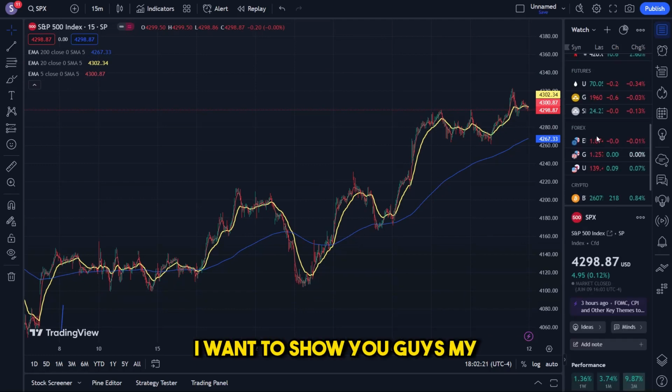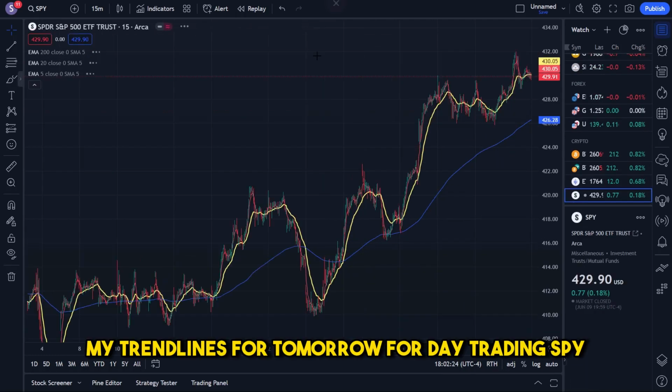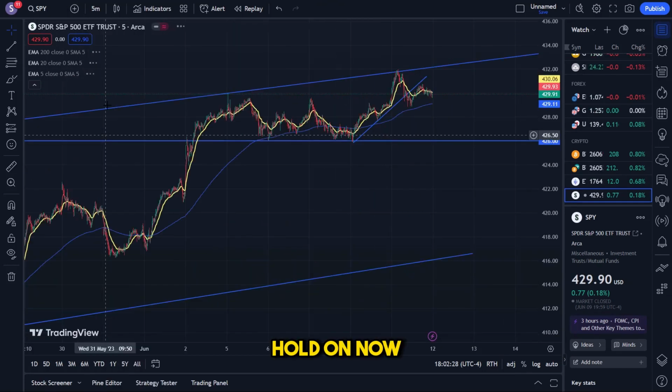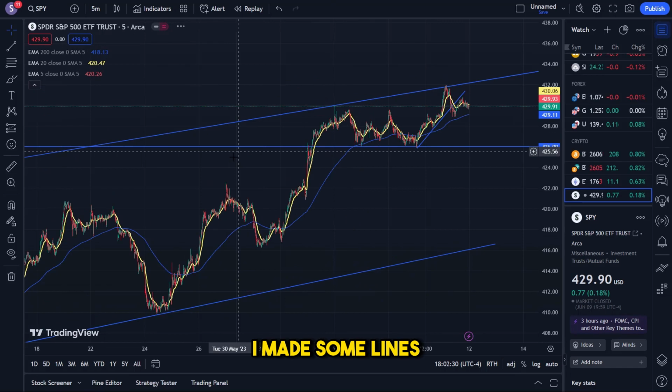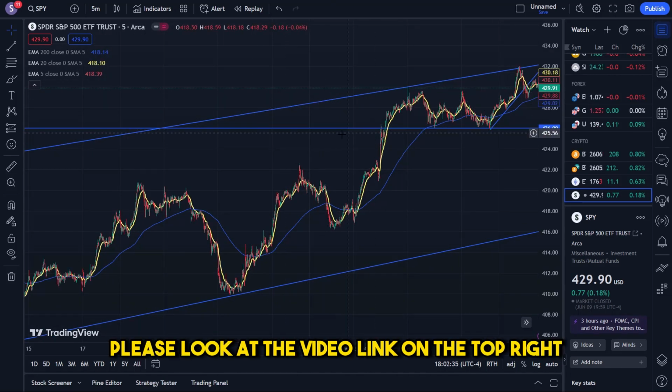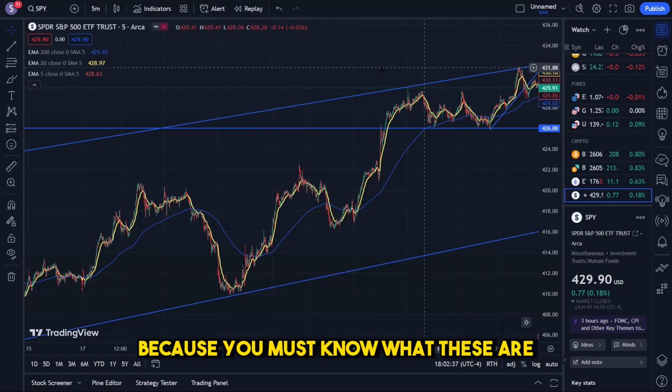First and foremost guys, I want to show you my lines for tomorrow for day trading for SPY. So this is on the 5-minute chart. So I made some lines, as you can see. These are some trend lines. If you have no idea what trend lines are, please look at the video link on the top right, because you must know what these are.